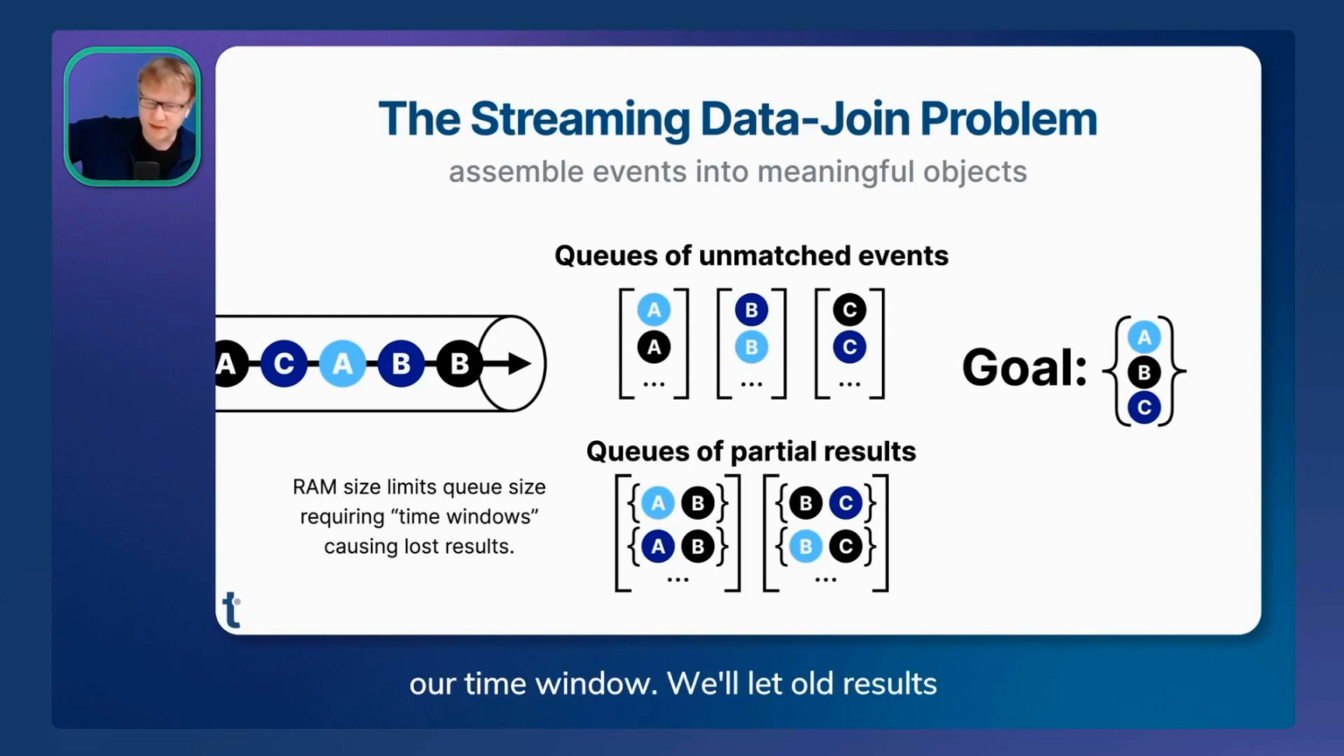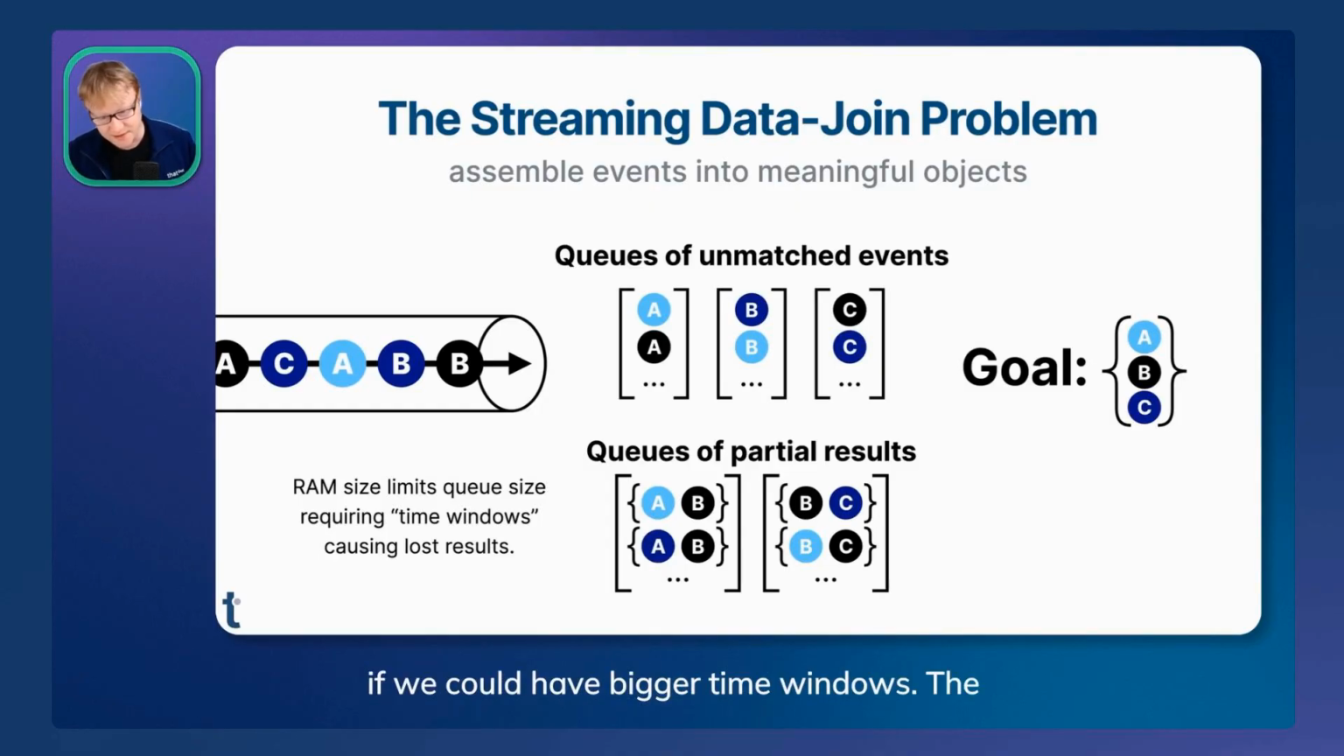We'll let old results fall off the end of the queue and we'll just lose those and just accept the fact that we can't find anything that might have been matched later because we don't have infinite RAM. We can't hold on to the entire stream. So instead, we hold on to time-windowed versions of queues at the expense of losing some of the matches that we would have found if we could have bigger time windows.